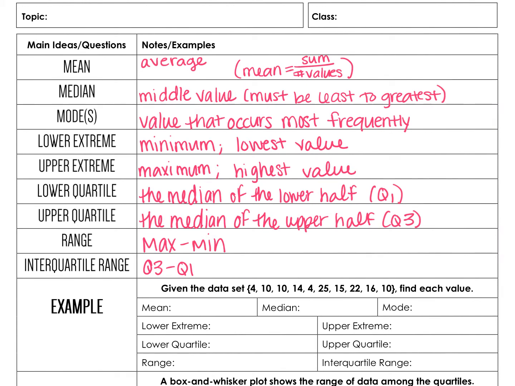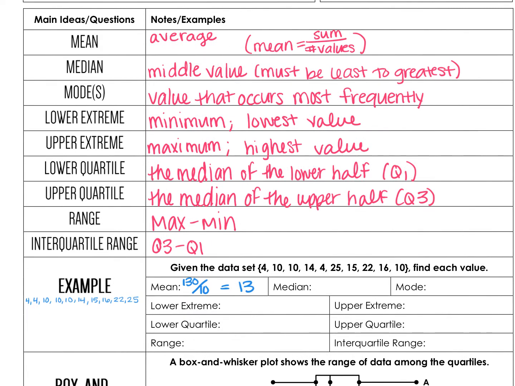Now let's look at some examples. Given this data set, find each value. So for the mean, the first thing I have to do is find the sum of all the values. In this case, that's 130. I'm going to divide by the number of values, which is 10, and find that the mean or the average is 13.